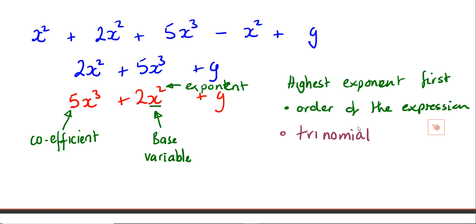Any idea why? There's three terms. Yeah. So each separate term, remember we said collecting like terms? We've collected our like terms and we've simplified it down to 3 terms. Alright? So we've got a trinomial here because we've got 1, we've got 2, and we've got 3 terms.